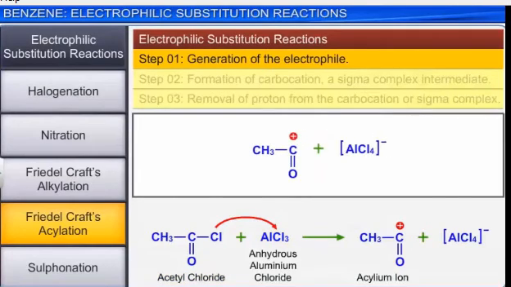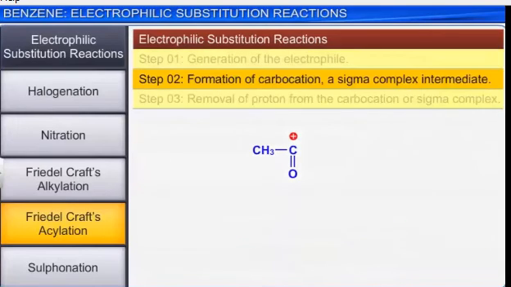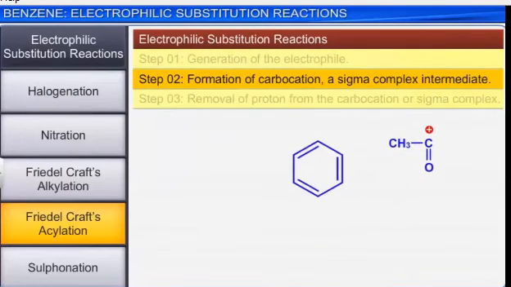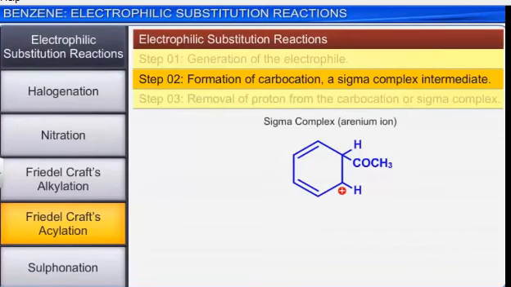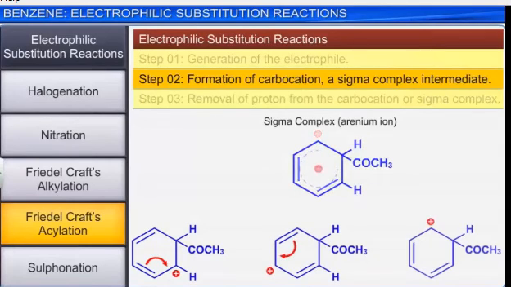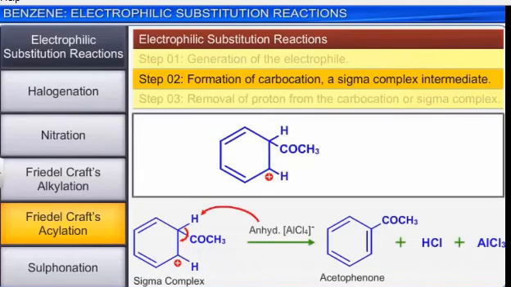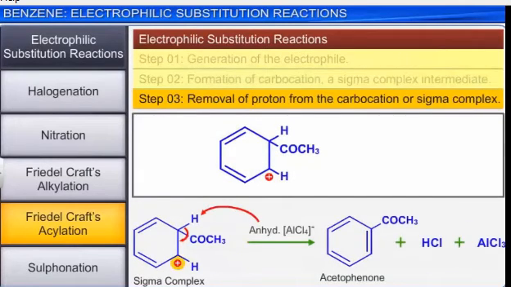In the second step, the ion attacks the pi electron cloud of the benzene ring and forms the less stable intermediate called sigma complex or arenium ion. In the last step, the proton is removed from the intermediate sigma complex in the presence of nucleophile AlCl4- ion. This results in the formation of acetophenone.